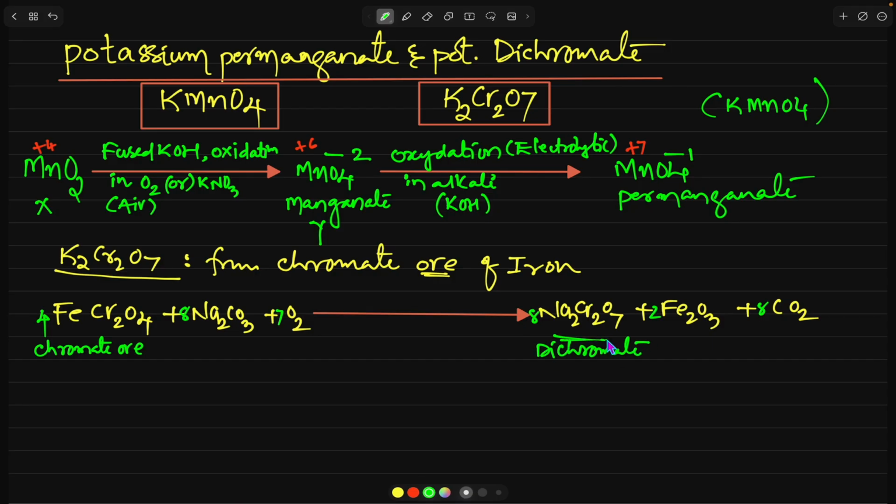Right? So when this is treated with acid, direct dichromate we don't get, we will get chromate. So what do we get here? Directly we will be getting chromate first, that is Na2CrO4. Na2CrO4, sodium chromate is formed.